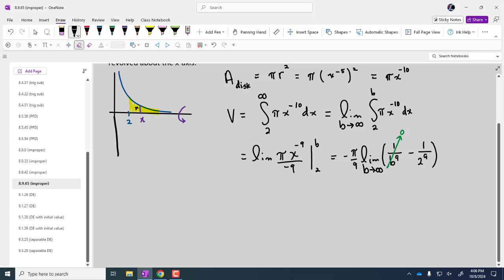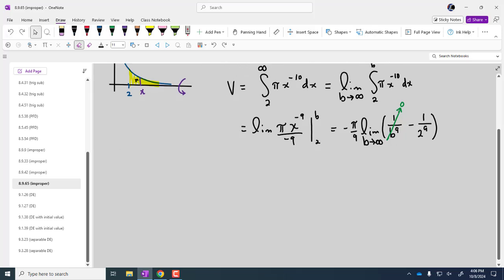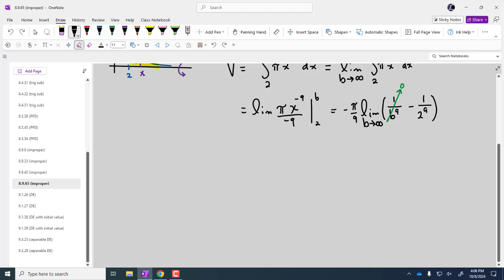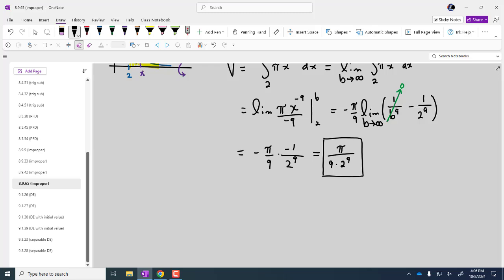So our overall limit then is negative pi ninths multiplied by negative 1 over 2 to the 9th. So this is going to be positive pi all divided by 9 multiplied by 2 to the 9th. That is our volume. So that volume is finite. We don't have to simplify the 2 to the 9th.